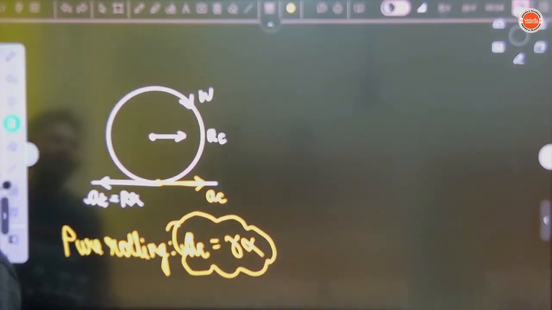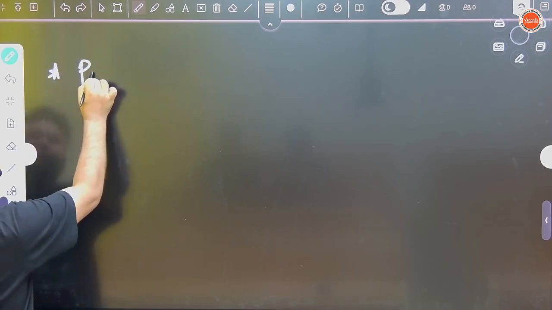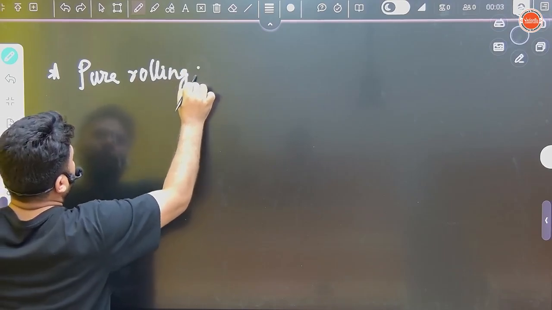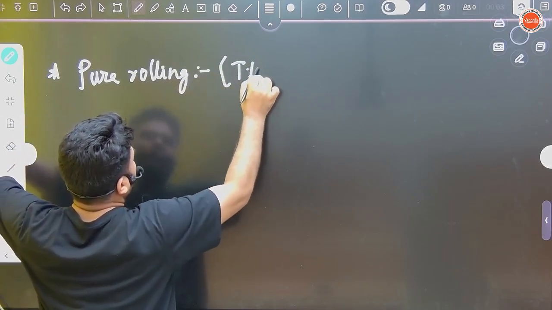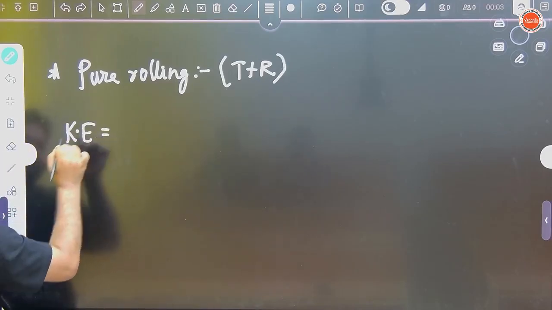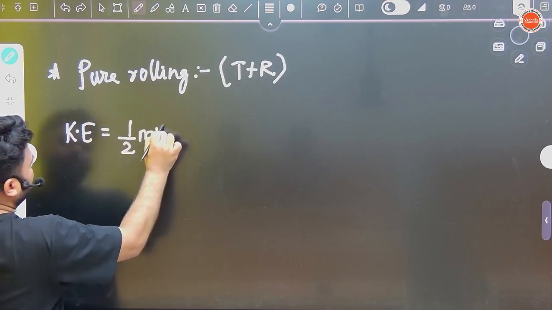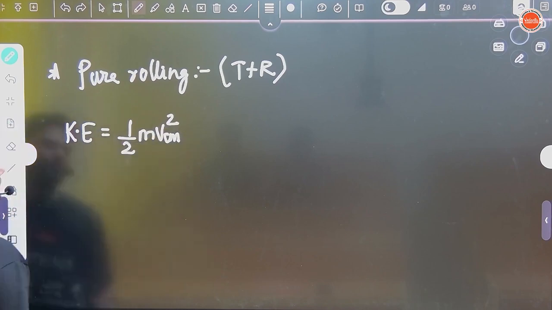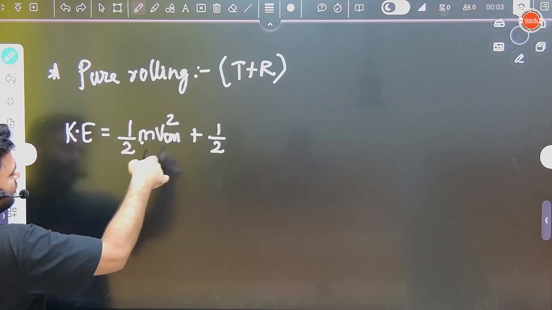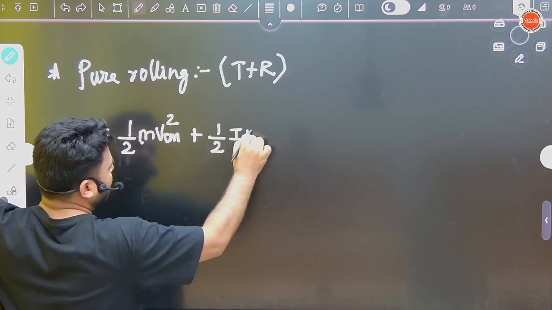Now, about pure rolling, what they ask, some important things you write down. Pure rolling means translation as well as rotation. If they ask what is the kinetic energy in pure rolling, first for translation we can write half m v_cm square, plus kinetic energy of rotation, half I omega square. In place of mass in rotation we replace moment of inertia, and in place of velocity, angular velocity.